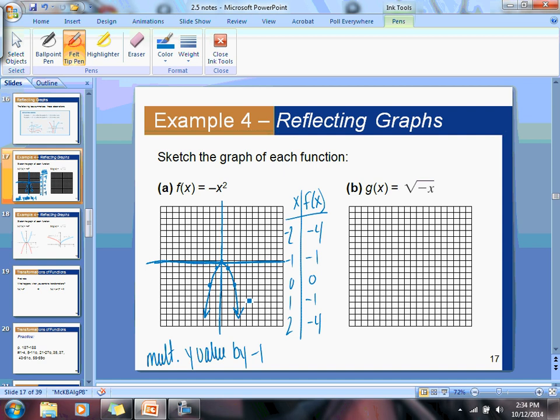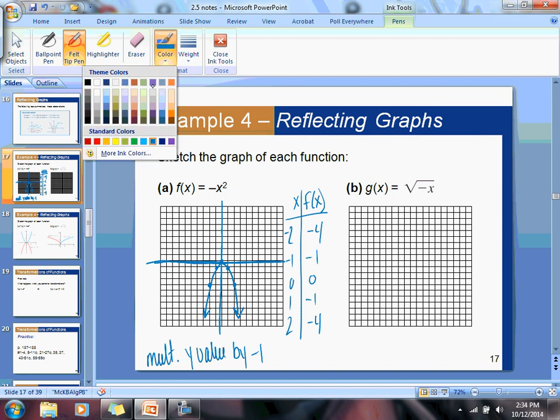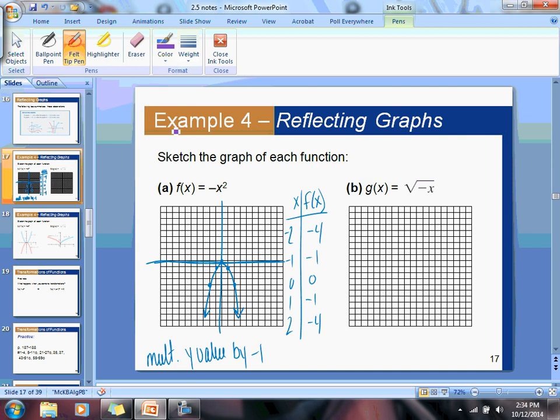So now you have a parabola that opens down, which again is a concept you should know because that lead coefficient is a negative. Okay, now for my other graph, again, this equation is a little bit different than the one we've been working with. It's not x squared.